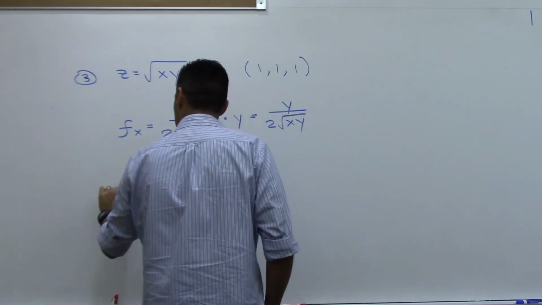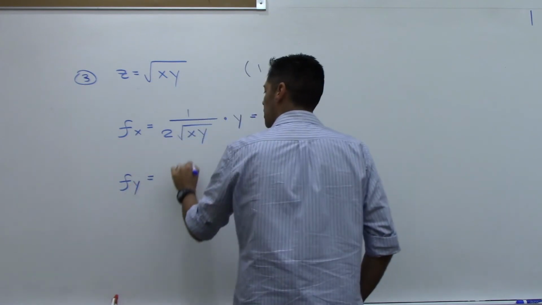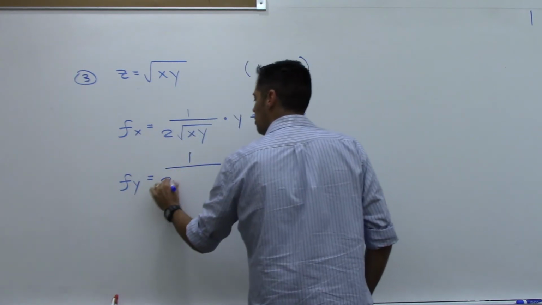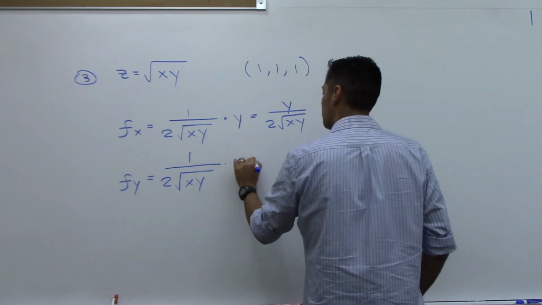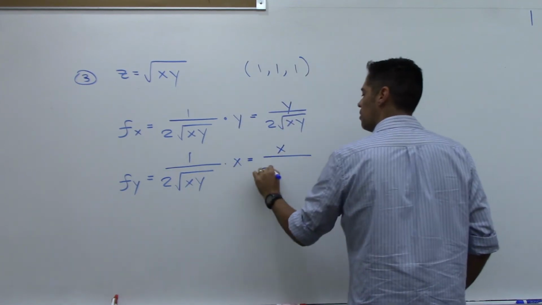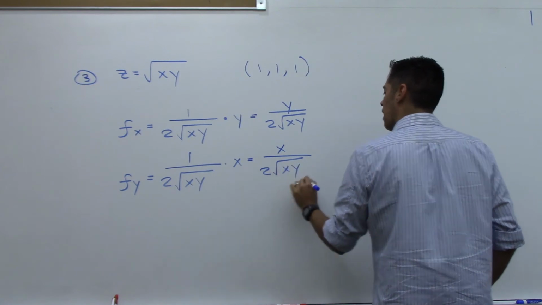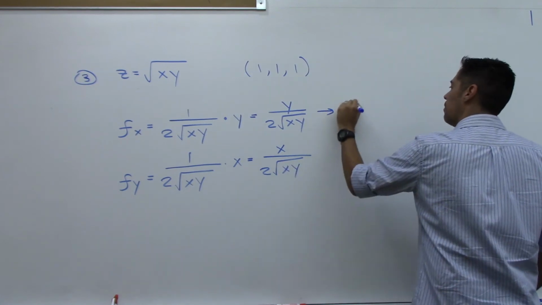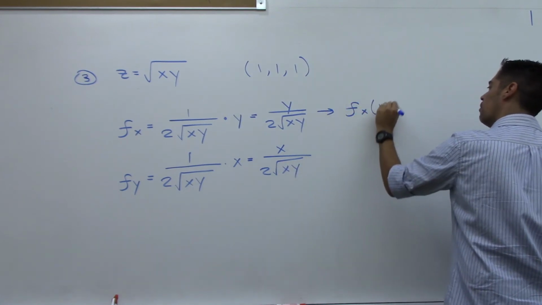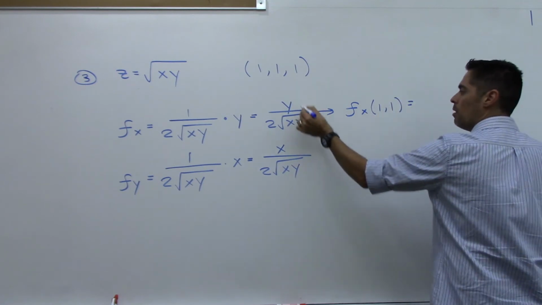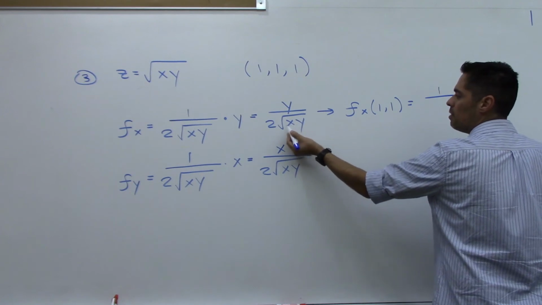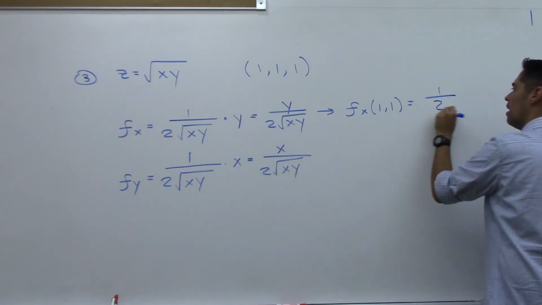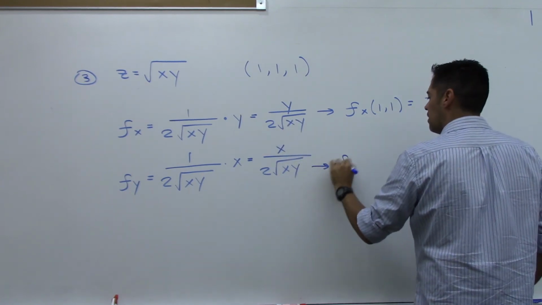Now the partial derivative of f with respect to y, same story, 1 over 2 root xy, but this time times x. So x over 2 root xy. Now the partial of f with respect to x at 1, 1. So I plug in 1 for x and y. I get 1 over, 1 times 1 is 1, square root of 1 is 1, times 2, so we just get 1/2. And we're going to get the exact same thing here.